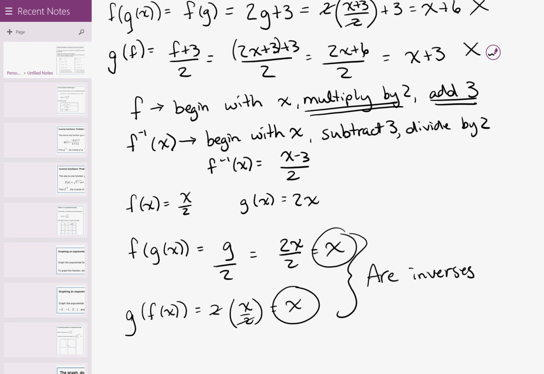I've never seen an algebra textbook that admits that you really only need one of these. But I think the reason that you're required to do both is because in more complicated functions, sometimes one is easier than the other. And so you need to know how to do both.